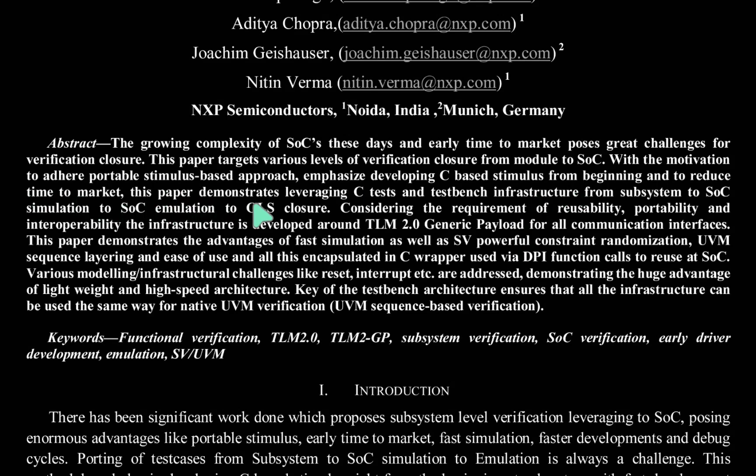As this paper demonstrates, leveraging C-test and the test bench allows infrastructure reuse from a Subsystem to SoC simulation to SoC emulation to GLS closure. Considering the requirement of reusability, portability and interoperability, the infrastructure is developed around the TLM 2.0 generic payload for all communication interfaces. This paper demonstrates the advantage of fast simulation as well as SV, power constraint randomization, UVM sequence layering, and ease of use, and all this is encapsulated in a C wrapper used via DPI function calls to reuse at SoC.